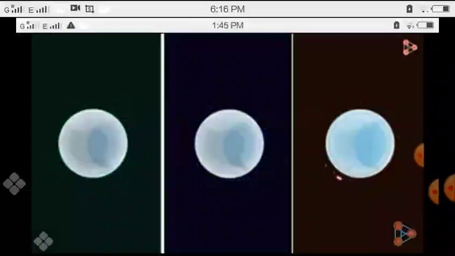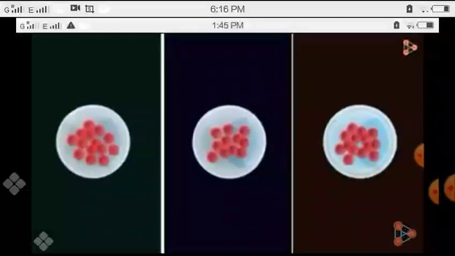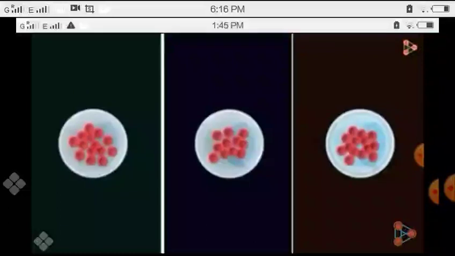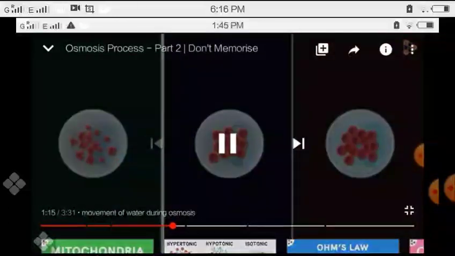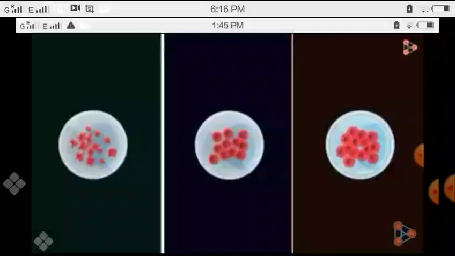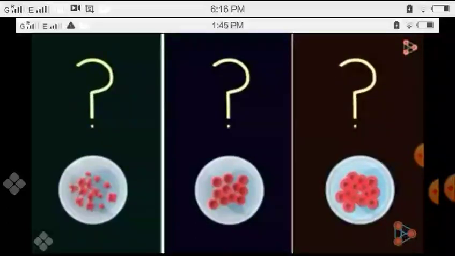Let's take 3 plates or containers with salt solutions of different concentration in each. Let's add a few red blood cells, that is RBCs, in each. After a while, we notice that the first set has cells which are shrunken, the second set has cells that are just the same, while the third set has cells which are swollen or bulged. Any idea why this happened?